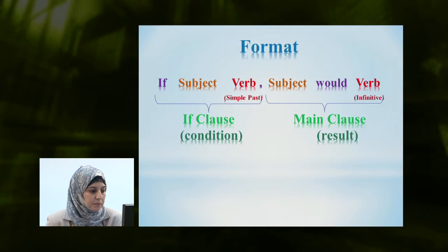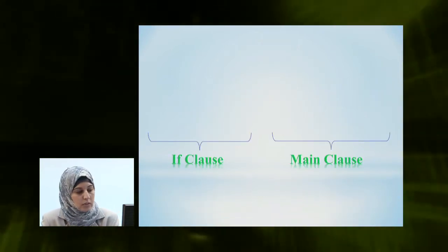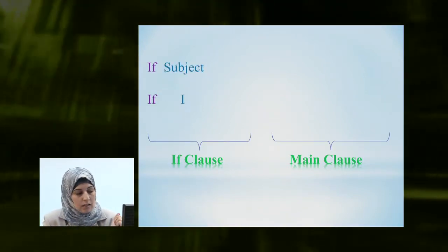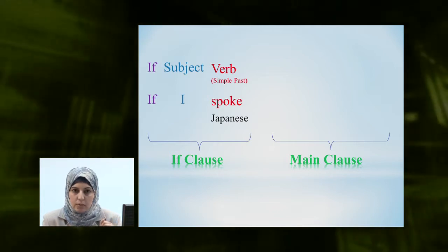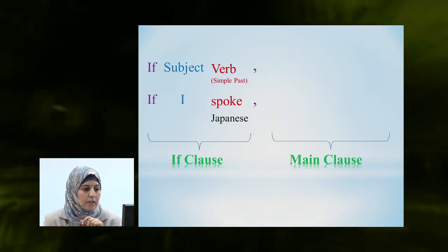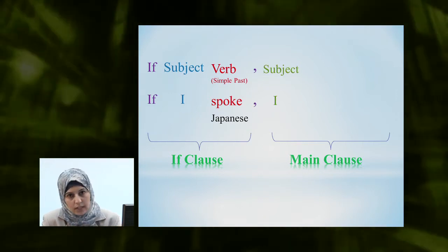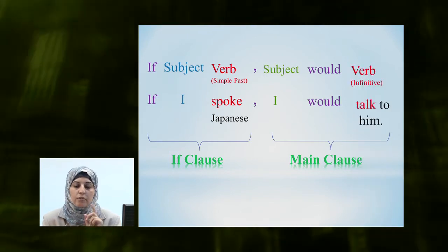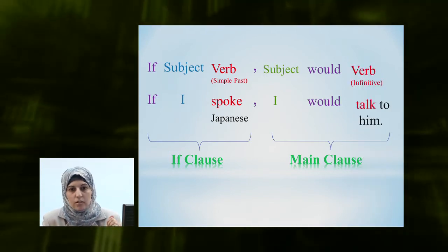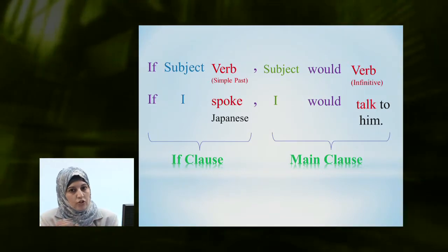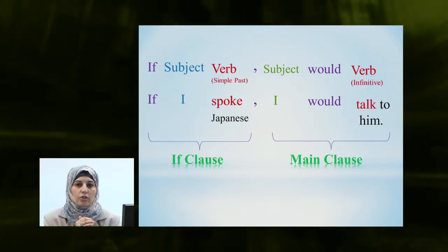Let's see this example. Remember two clauses. In the if clause, we start with if, followed by a subject, say I, followed by verb in the simple past, say spoke Japanese, comma. In the main clause, start with subject, say I, followed by would, which is fixed, followed by the verb in the infinitive form, say talk to him. What do you have now? If I spoke Japanese, I would talk to him.